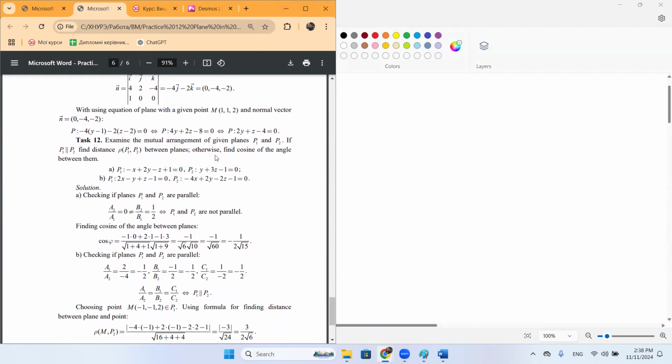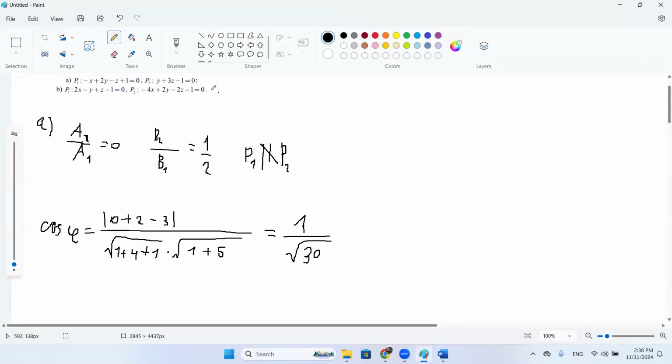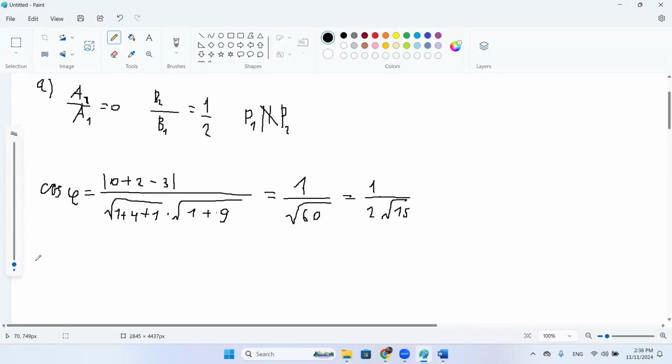Yeah, I made a mistake here, because 3, not 4. So square root of 60. And we can even extract 4 under the root, but it is not helpful for us. Okay, and part B.